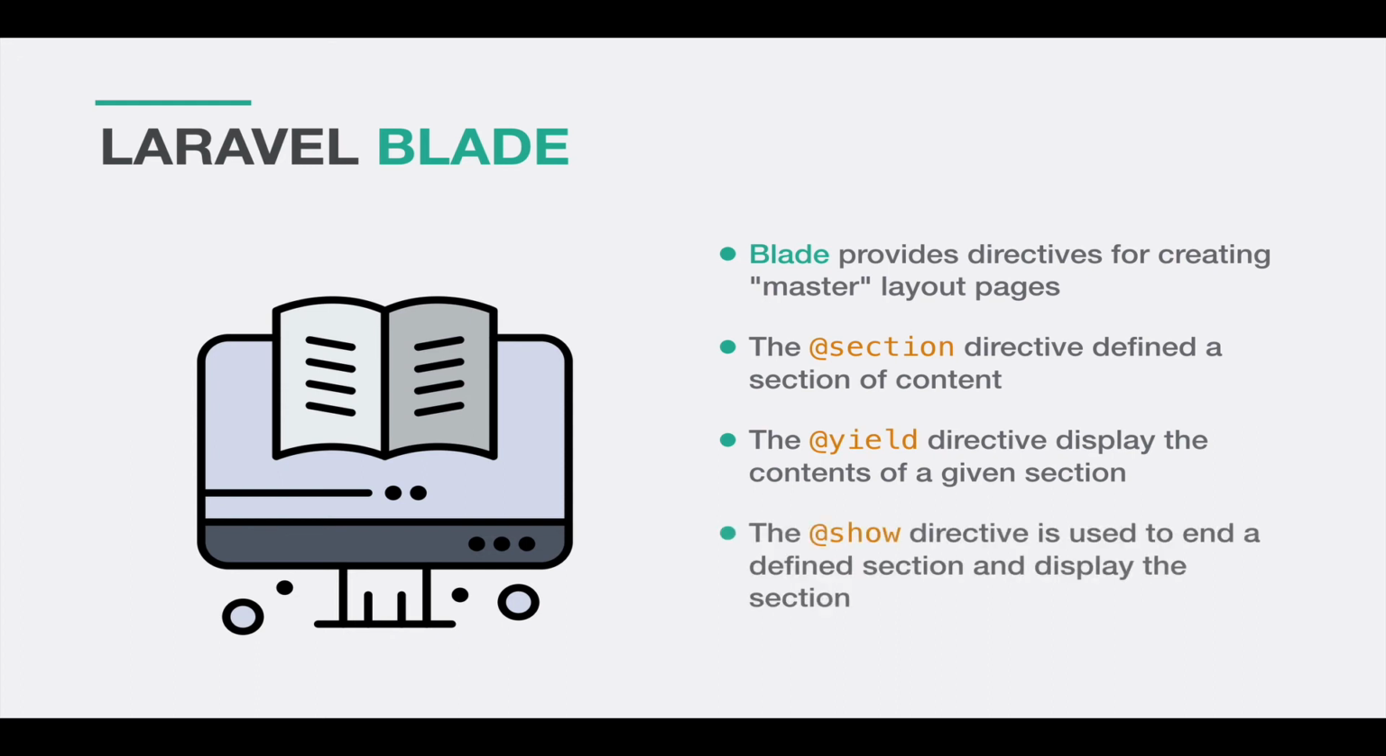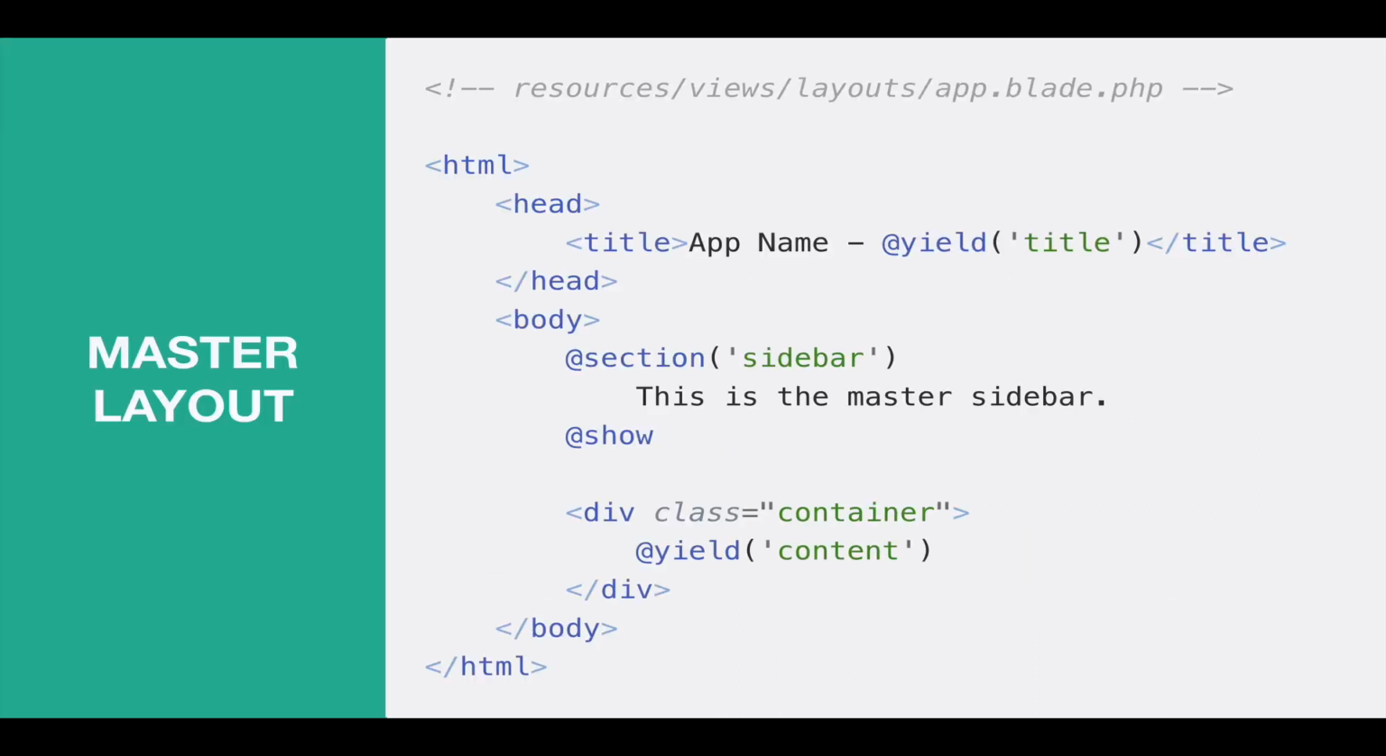We also have the show directive, which allows us to end a section and then display that section immediately. Okay, so let's take a look at this. Here's what a master layout could look like. Right at the top, inside of our title, we have the app name, and then we have the page title. We're using this yield here to say we want to yield out the title of the page.